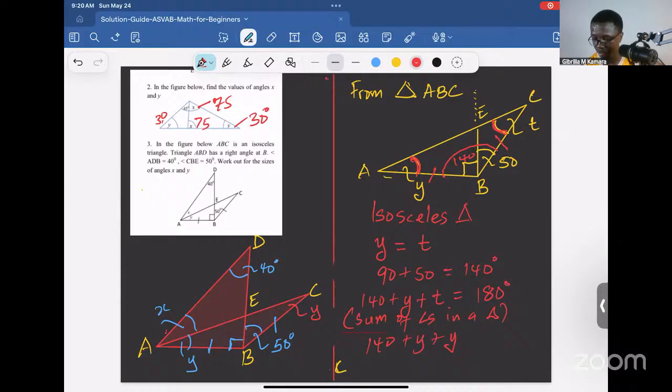plus y again. Here, when you say y is equal to t, you have to write the reason. Always give the reason. See? Base angles of an isosceles.